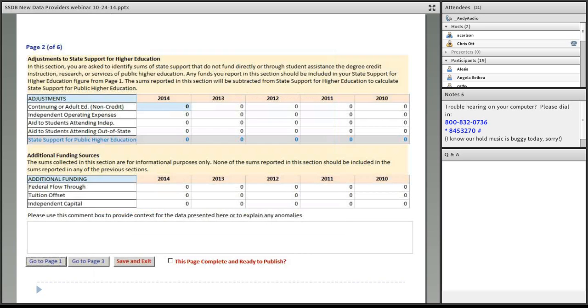Page two. Again, here's where we start to make adjustments to the state support for higher education. On the top half of the page, we have 4 different adjustments.